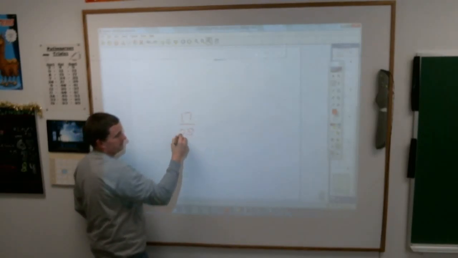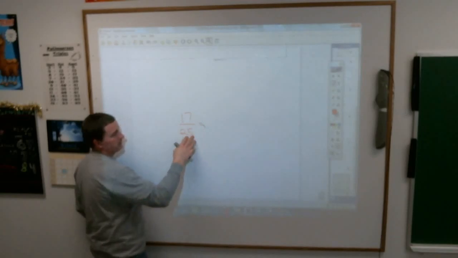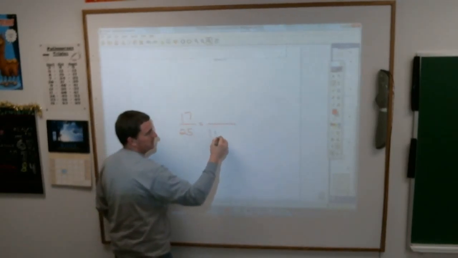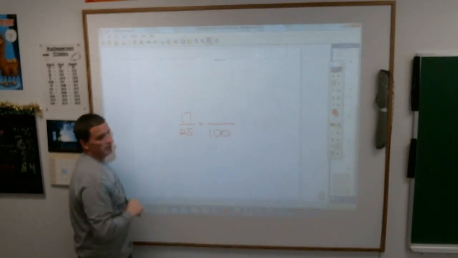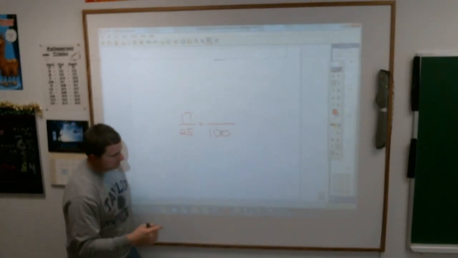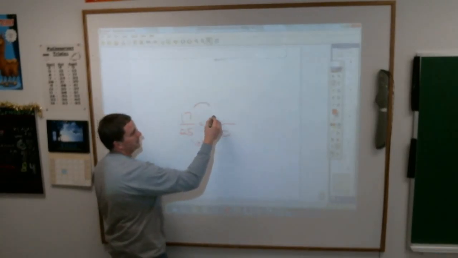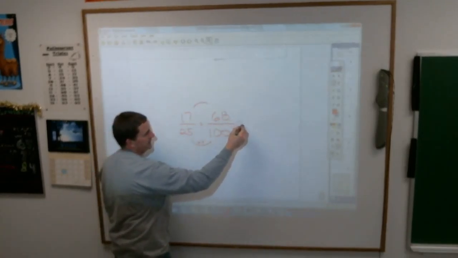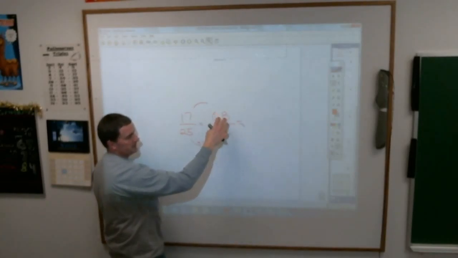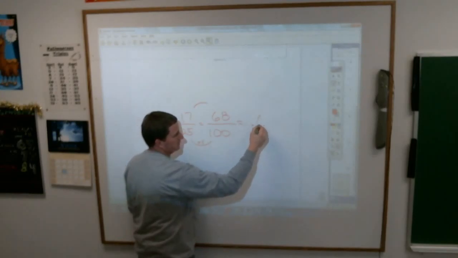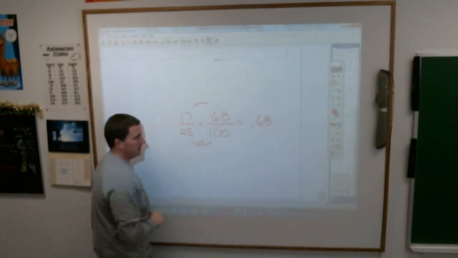Or even if it was something like 17/25. Now you can't change that into tenths, but you can change it into hundredths. How do you change 25 to 100? Multiply by 4. So you multiply the top by 4, you end up with 68. So my answer in decimal form is 68/100ths, which is 0.68.